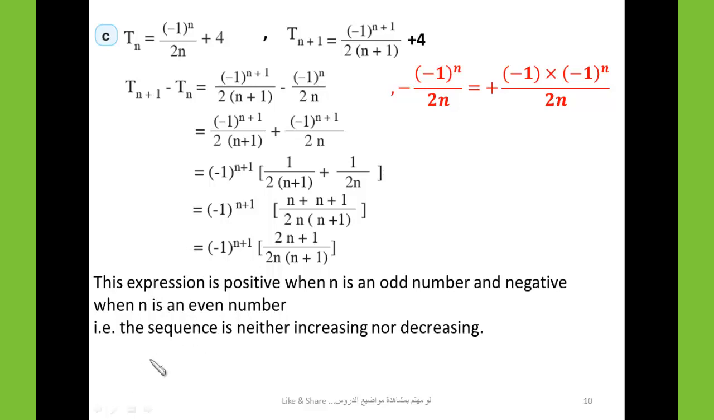When you substitute any even number like 2 or 4, put n equal 2: 2 plus 1 equals 3, negative 1 power 3 is negative. So the expression is positive when n is an odd number, and negative when n is an even number. So the sequence is neither increasing nor decreasing. I hope you got it.